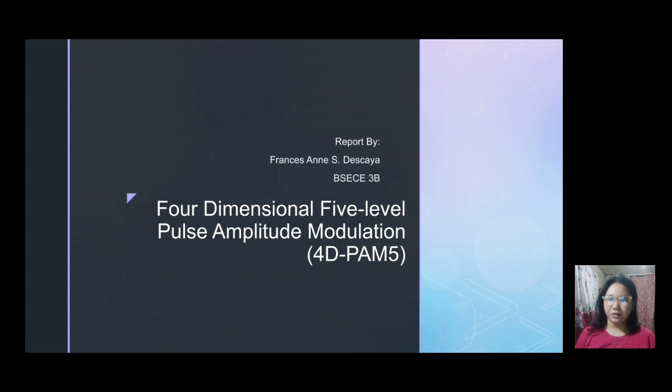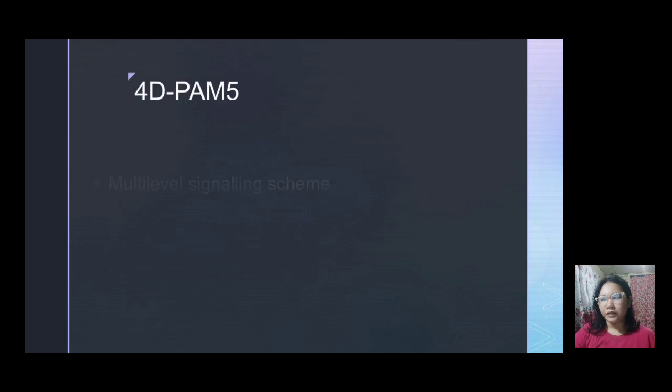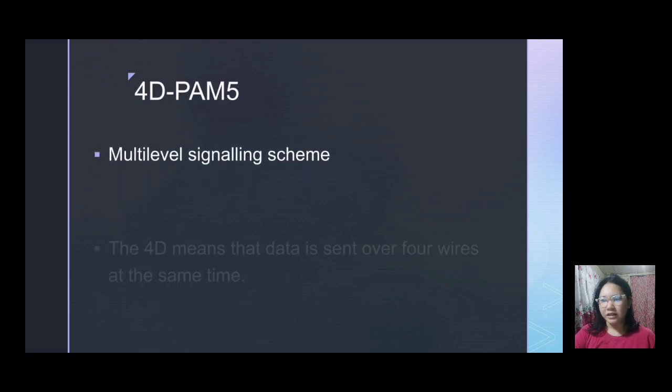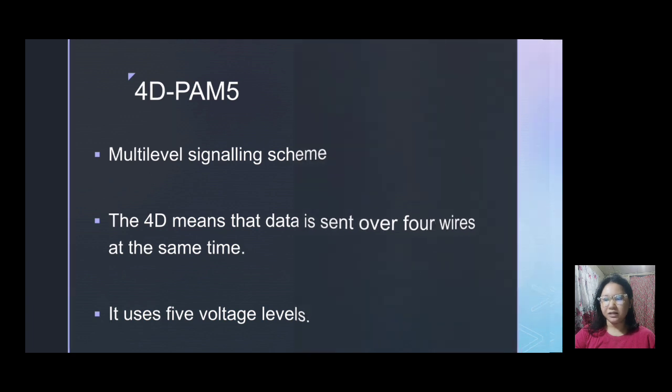Today I will be reporting about the 4-dimensional 5-level pulse amplitude modulation, or the 4D-PAM5. So what is 4D-PAM5? It is a multi-level signaling scheme, and the 4D in it means that the data is sent over 4 wires at the same time. The 5 represents the 5 voltage levels.